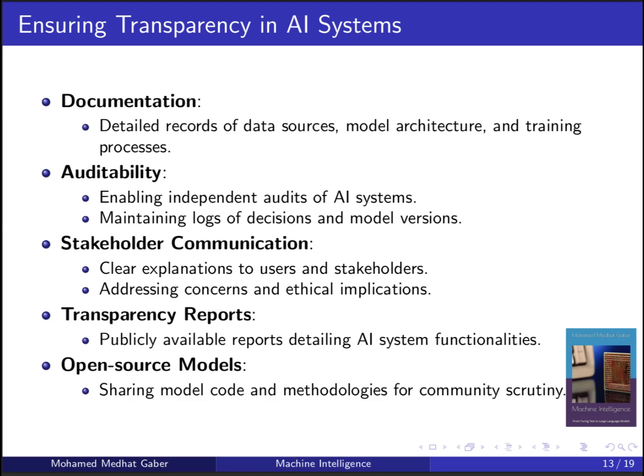Ensuring transparency in AI systems is a multifaceted effort that requires intentional practices and a culture that values openness. By prioritizing transparency, organizations not only comply with ethical norms and regulations but also build stronger relationships with users and stakeholders, paving the way for AI systems that are trusted and embraced by society.